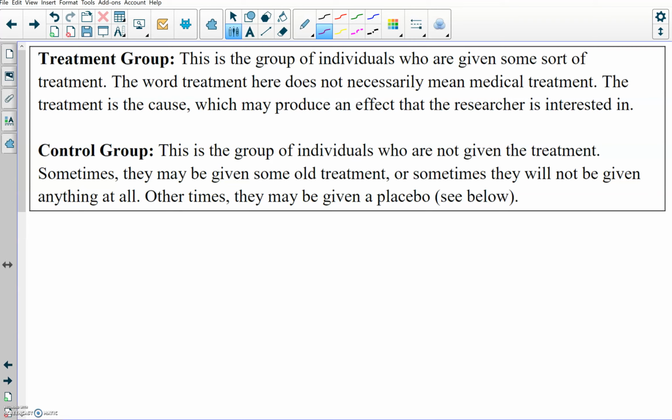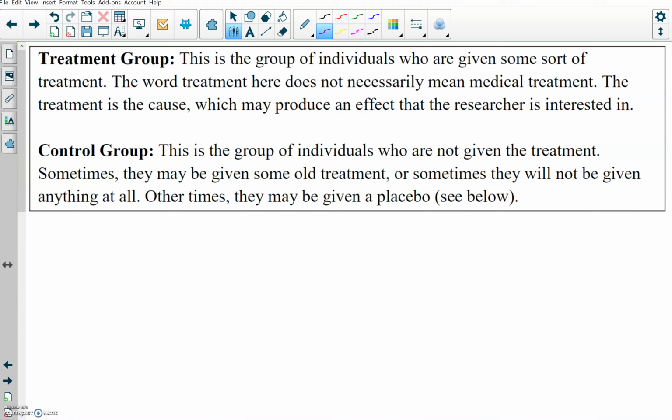And then the control group is just a group of individuals who are not given the treatment. They may be given some old treatment. Sometimes they'll not be given anything at all. And other times they may be given a placebo. And we'll see that a little bit later. So the control group might just be the people who don't exercise at all, or maybe they're exercising with an old technique. So treatments, they can be medicine and oftentimes are, but doesn't necessarily have to be that way.